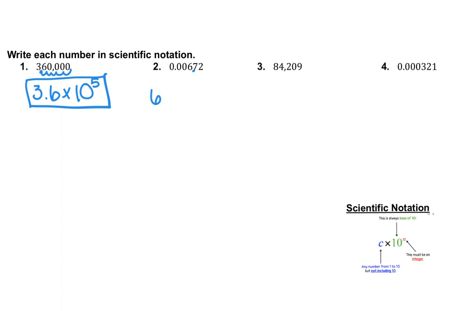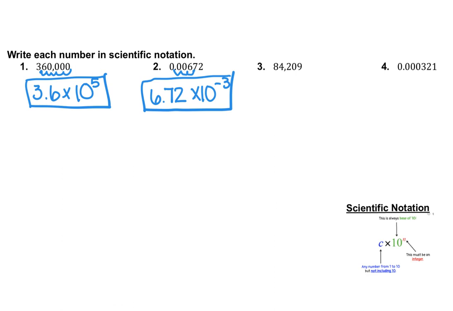So I'm going to have 6.72. Now I'm going to have times 10, and I know it's going to be negative, but also take a look here. I'm moving to the left, 1, 2, 3, to put it back to the negative third power. Another way to look at that is that I made my new number bigger by 3 places, so the exponent has to be smaller.